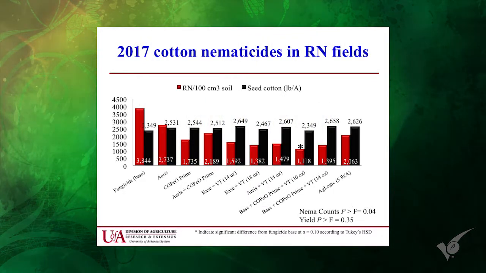Here's in a reniform field, those same treatments, and at the very end you see AgLogic, so it was included here, but it wasn't with the root knot trials. As far as the nematicide itself, the Copeo Prime plus the Velum Total at 10 ounces actually did better than the fungicide base. Everything else ran pretty similar, and as for the yield response, all of them were pretty much flat. So maybe providing a little bit of protection there, but not as much as probably the variety response if we would ever get to that point. So we're seeing some subtle additive effects by these nematicides, more than the dramatic effect you see with host plant resistance.